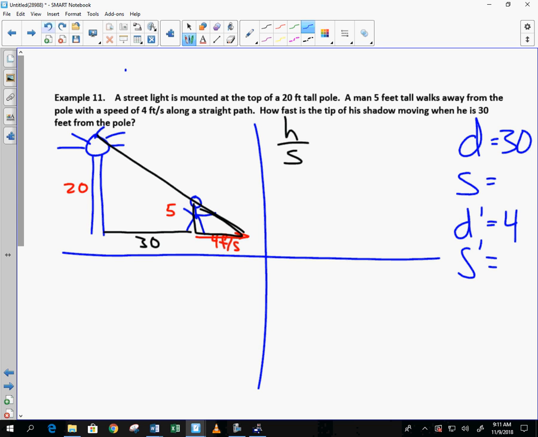Okay, so somebody give me a proportion. Okay, so you're going height over height, which is fine. You could do that. I'm going to choose to set up height over shadow, because they both have shadows. So I'm going to go height is 20 over this entire length. Distance plus S.